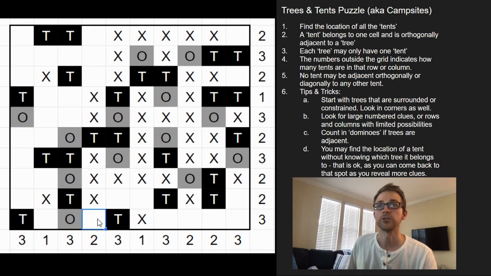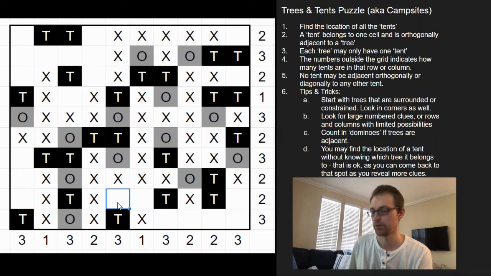All right, so we have to surround the tents, right? We can't have another tent next to these. So we can put X's all around there. This tree is forced to have a tent attached to it there. That can't be a tent. This tree is forced to have a tent down there, like that.